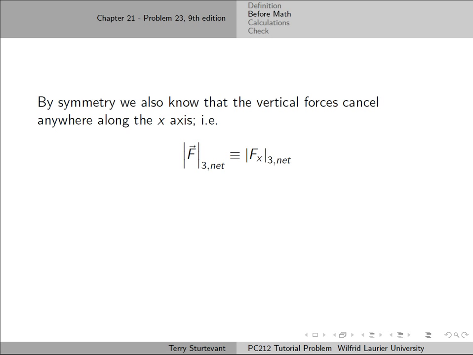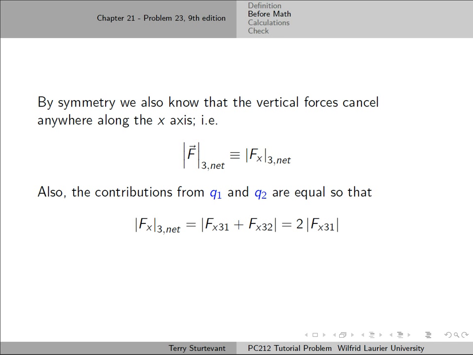Now we also know that anywhere along the x-axis, the net force will be just along the x direction, since Q1 and Q2 are equal charges and they're both equally distant from the x-axis. Because of that, and because the contributions are equal, to calculate the net force, all we have to do is calculate the net force from one of the particles and double it.